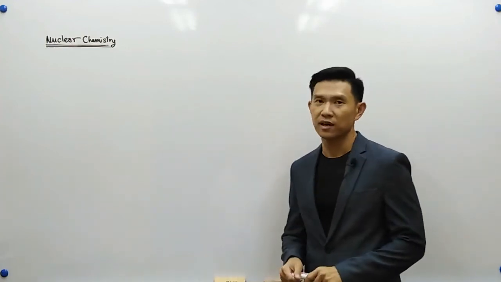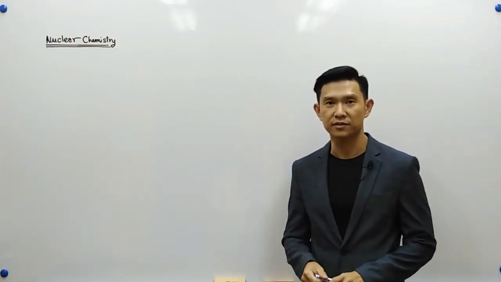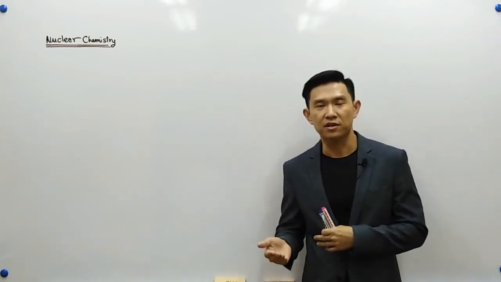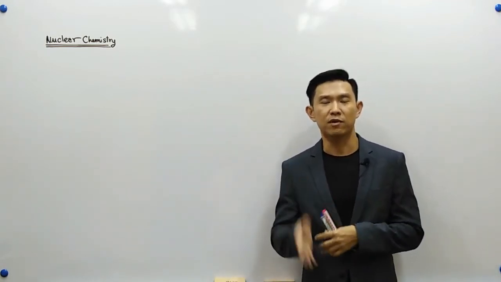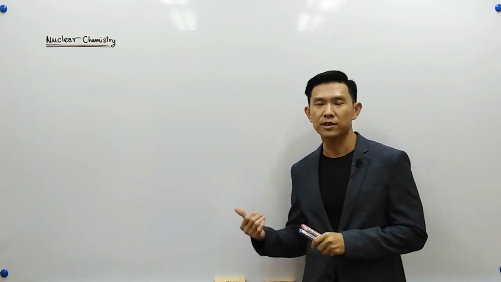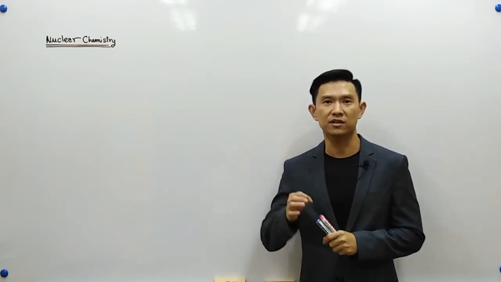Hello. This chapter is about nuclear chemistry. Nuclear chemistry is different from other chapters because in other chapters we study the reaction of compounds, and chemical reactions always happen at the valence shell electrons, right? They involve an exchange of electrons, pairing up and breaking bonds, things like that. But in nuclear chemistry, the things happen inside the nucleus.